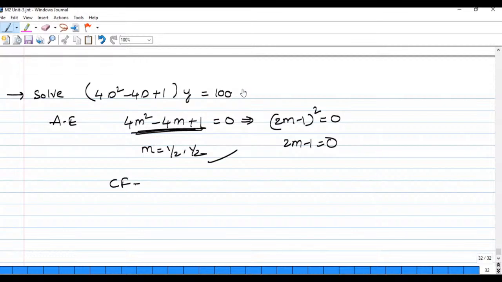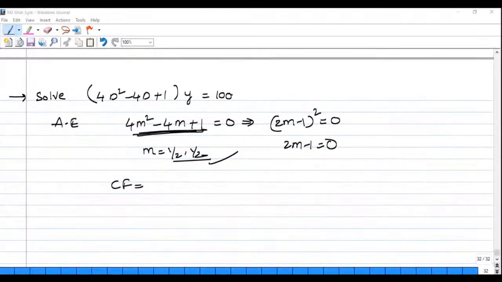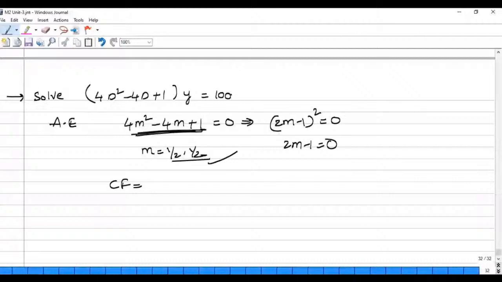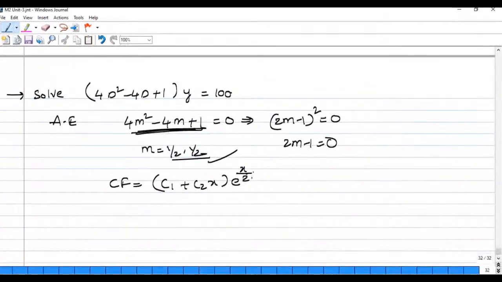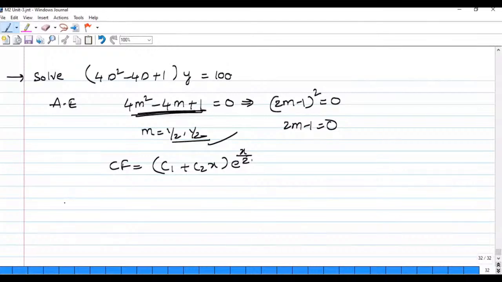What is the complementary function? 1 by 2 is real or complex? Real. Repeated twice, then C1 plus C2x into e power 1 by 2 x. 1 by 2 into x is x by 2. Okay, now find the particular integral.